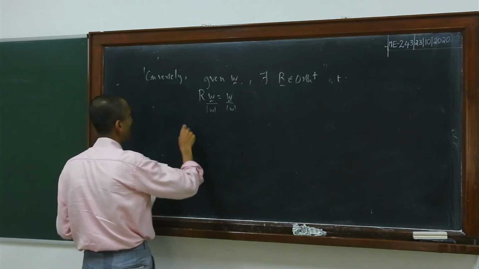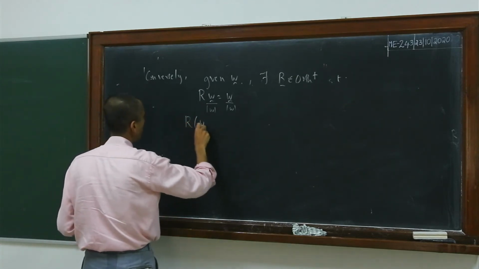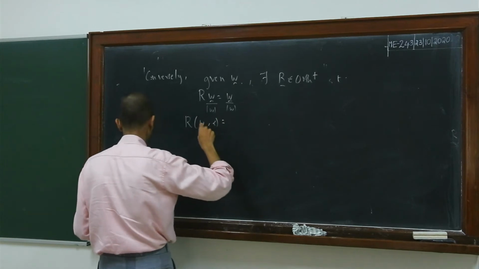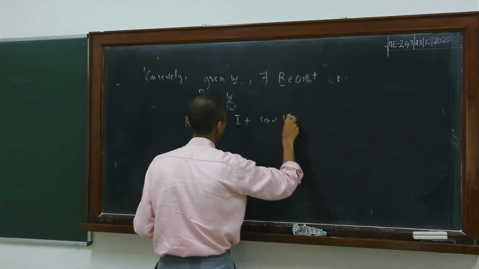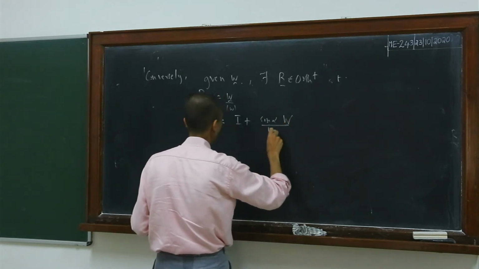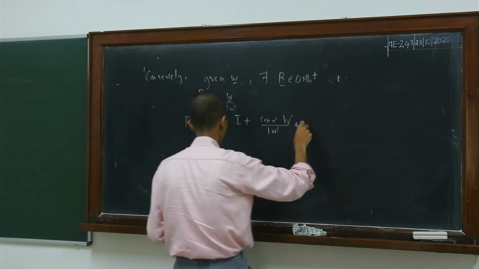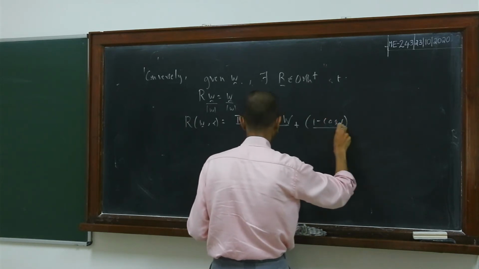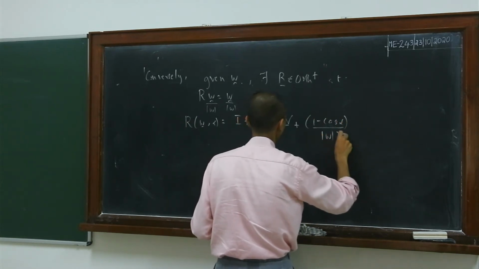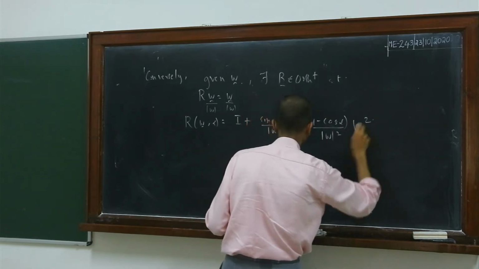So we will look at the family of tensors R(W, alpha), which is equal to I plus sine alpha divided by |W| times W, plus (1 minus cos alpha) divided by |W| squared times W squared.